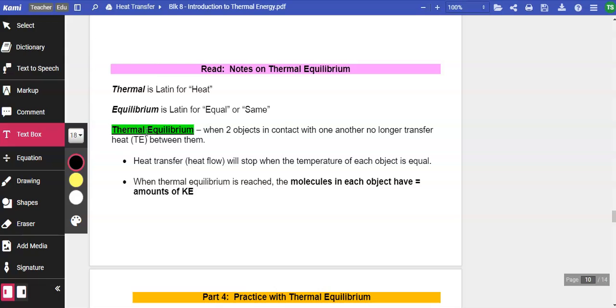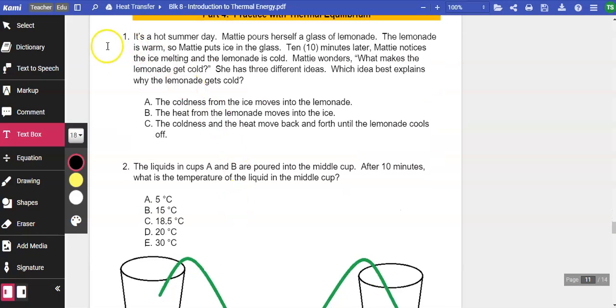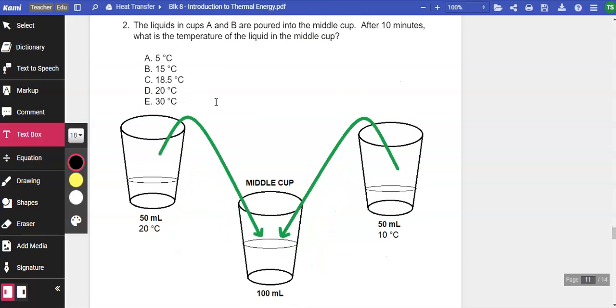So what you need to understand is that when you have two objects in contact with one another, heat will transfer until thermal equilibrium is reached. At that particular temperature, there is no longer any transfer of thermal energy between the two objects. So that means they are at equal temperatures, which means the molecules of each substance have the same average kinetic energy. Okay, I want you to try number 1 on your own, and again on Monday or Tuesday, we will go over that answer. Number 2.